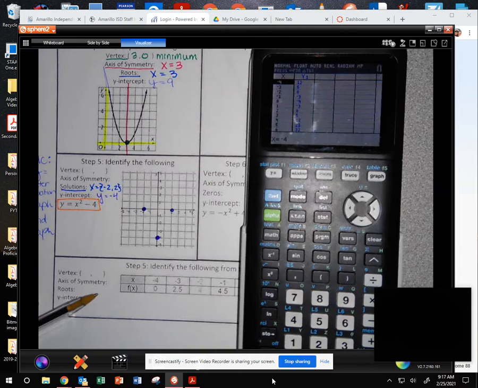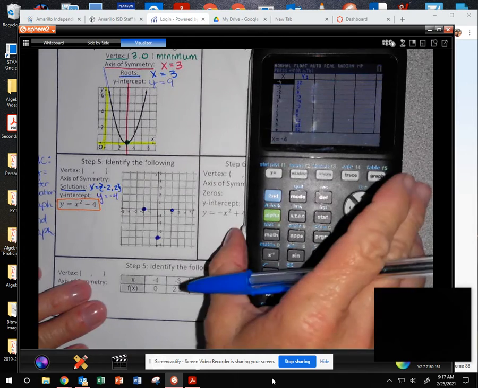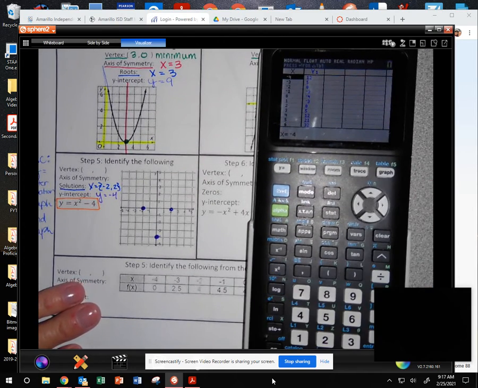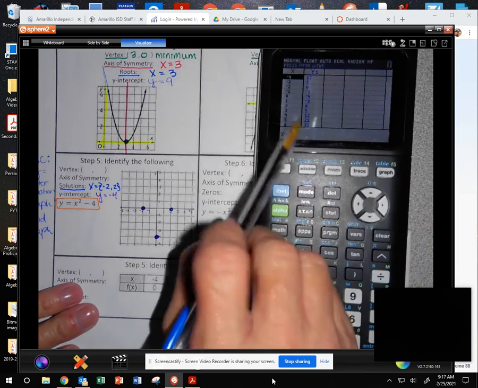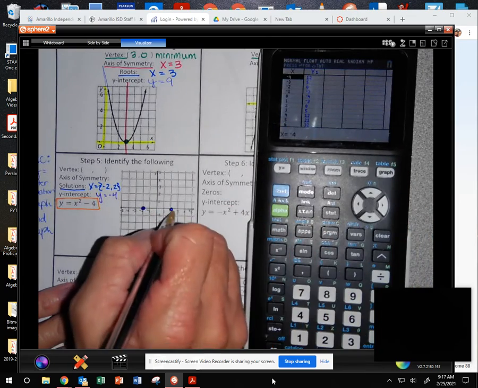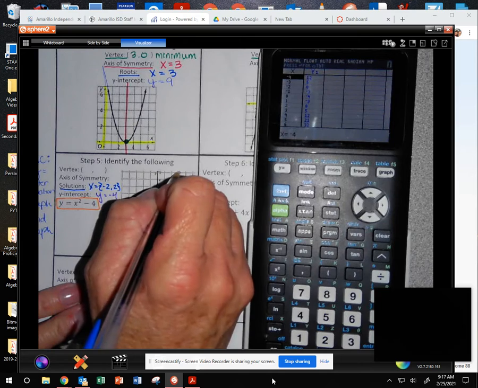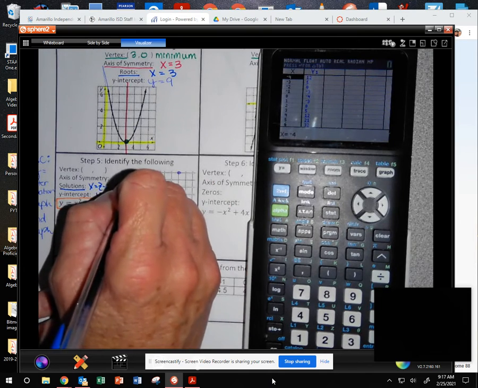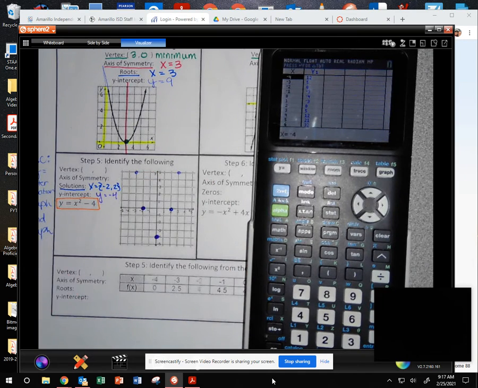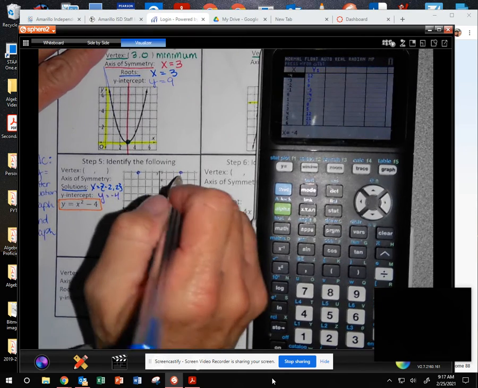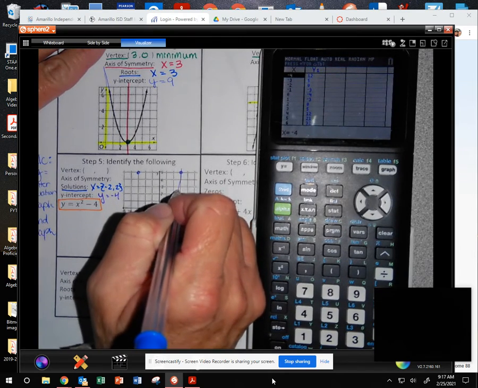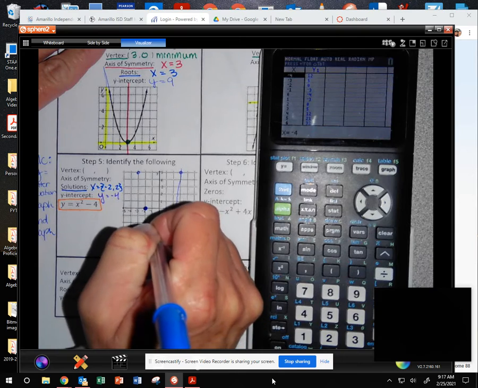We could go ahead and add some more points, like they have 3, 5, and they also have a -3, 5. These are just so you can go ahead and draw your parabola. So I'm just going to go ahead and trace this.